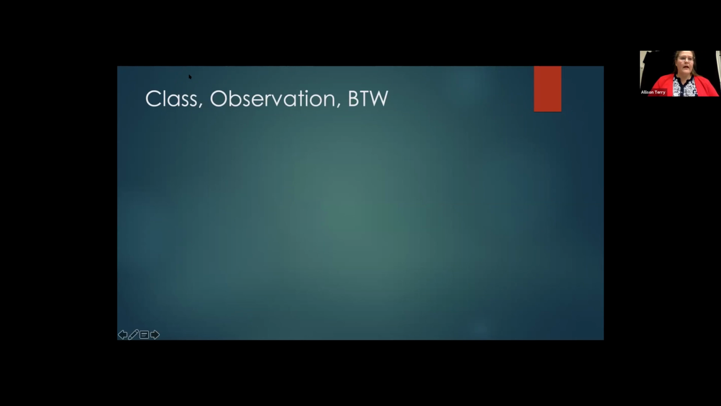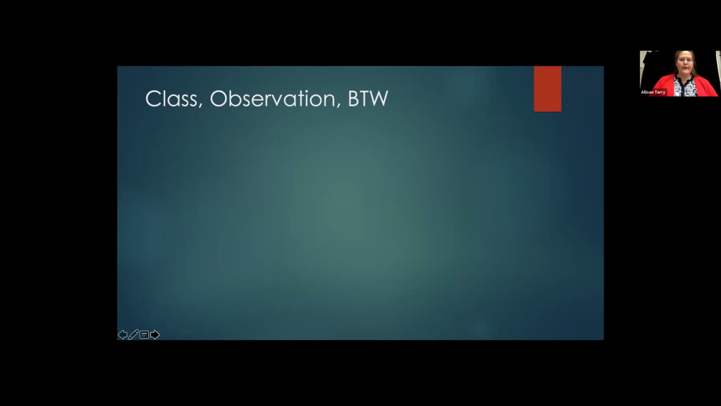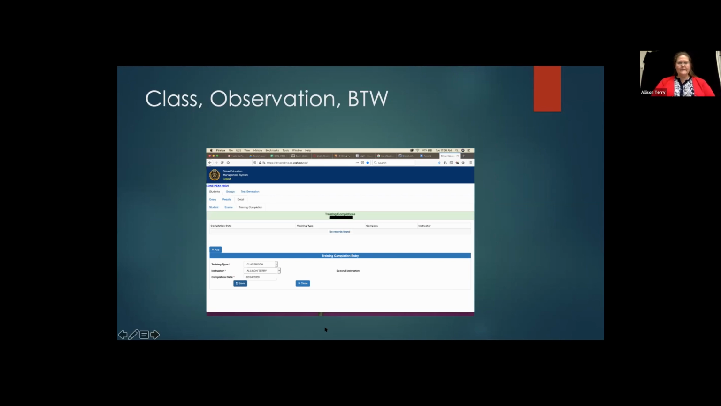Okay, class observation and behind the wheel training is pretty simple to put in. Once you've clicked on training completion, you're going to click on the add button and you'll be given a screen that looks like this. Make sure you check the right training type. Occasionally, I have accidentally put classroom in twice when I intended classroom and observation, or when I intended observation and behind the wheel.